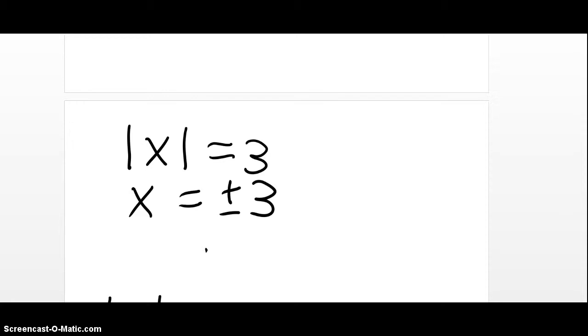Okay, let's look at the first equation. Now, the absolute value of x is 3. So we want to think, what are values of x such that if we take the absolute value of them, we'll end up with 3? Well, 3 is definitely a solution because the absolute value of 3 is 3. And negative 3 is a solution because the absolute value of negative 3 is also positive 3.